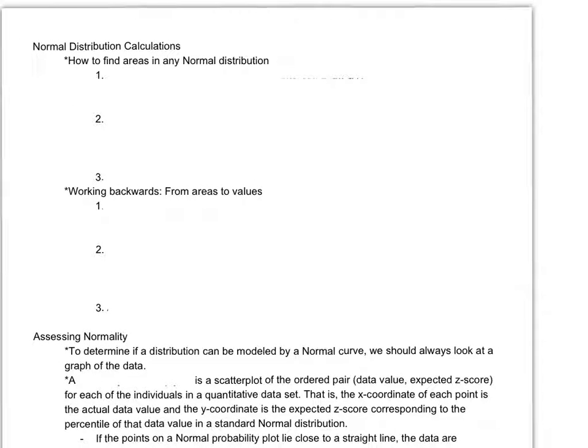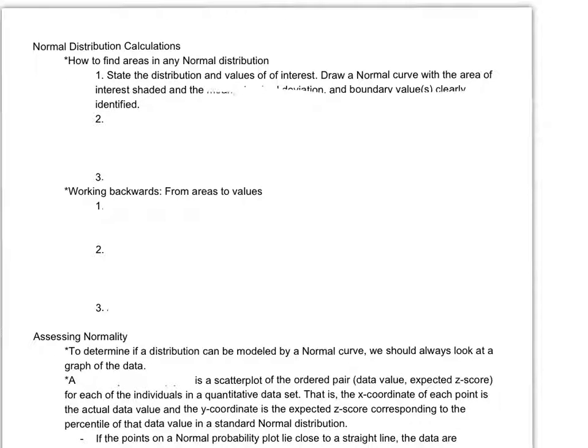So first and foremost, if I want to find the area in any normal distribution, there are a few things that I need to do. And I'm going to have you write this down here, and then we'll practice it in class as we go over questions, because it's very important that you include certain things in your responses to free response or short answer questions. And so in order to find the area in any normal distribution, the first thing you want to do is make sure that you state the kind of distribution that you're looking at, in this case a normal distribution, and that you state the values of interest.